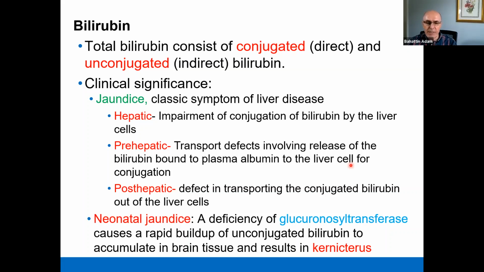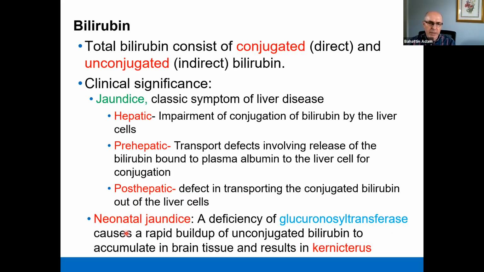Okay, and posthepatic jaundice is related to the defect in transporting of conjugated bilirubin out of the liver cells. If we have a problem within the liver, the jaundice is hepatic jaundice. If it is before the liver, we call it prehepatic jaundice. After conjugation of the bilirubin, the defect of the conjugated bilirubin transport is posthepatic jaundice.